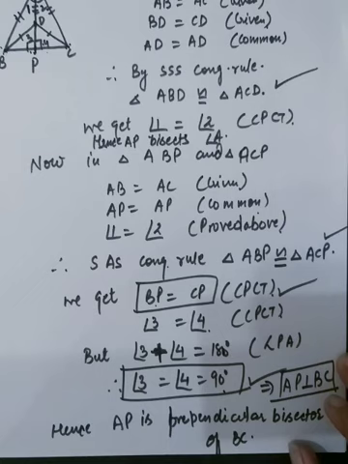Therefore, we get angle BDP is equal to angle CDP. Hence, AP bisects angle D. Let us write the proof now.